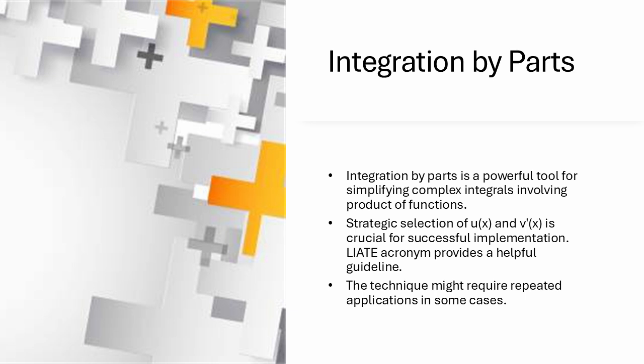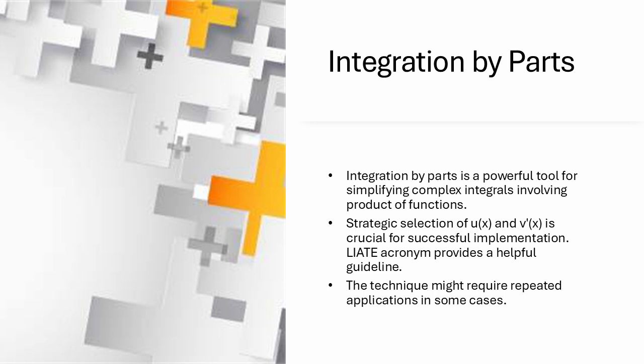Okay, so how do we decide which parts to choose? Like what to rearrange? Well, there's a handy mnemonic called LIATE that can help. LIATE, what's that stand for? It stands for logarithmic, inverse trigonometric, algebraic, trigonometric, and exponential. Oh, okay, I see. But how does that help? So LIATE helps us prioritize which part of the integral to label as u, which is the part we differentiate. So if we have an integral with a logarithm and an exponential, we should pick the logarithm as u. Exactly. Because the derivative of a logarithm is usually simpler, it makes the whole thing easier to solve.